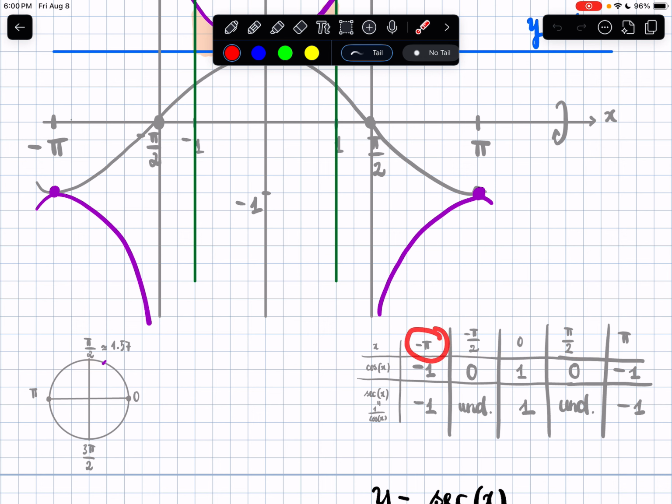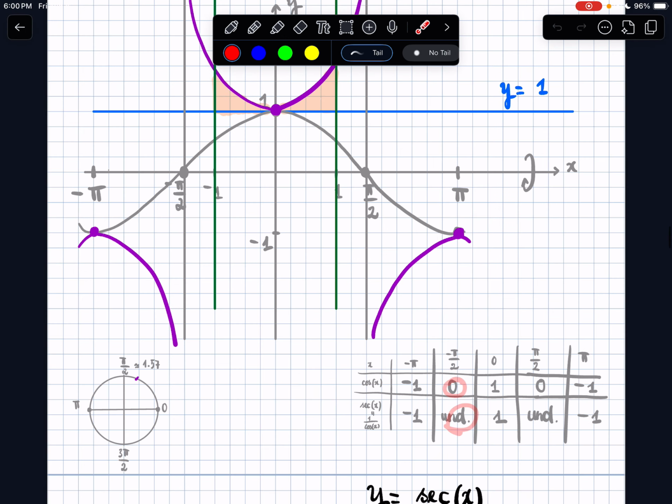Now cosine of minus pi is minus 1, so 1 divided by minus 1. We have the secant of minus pi is minus 1. Similarly, we can compute the value of cosine of x where x equal to minus pi divided by 2. Cosine of minus pi divided by 2 is 0, so secant of x is 1 divided by 0, which is undefined.